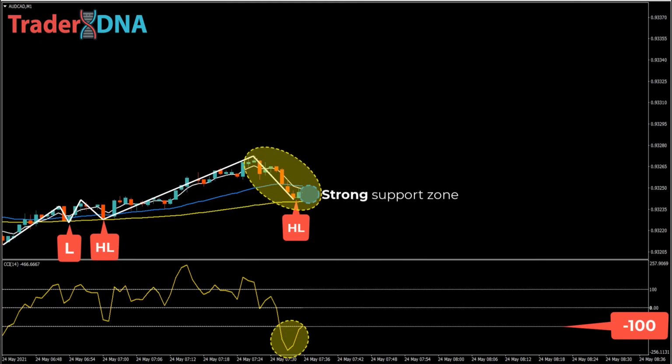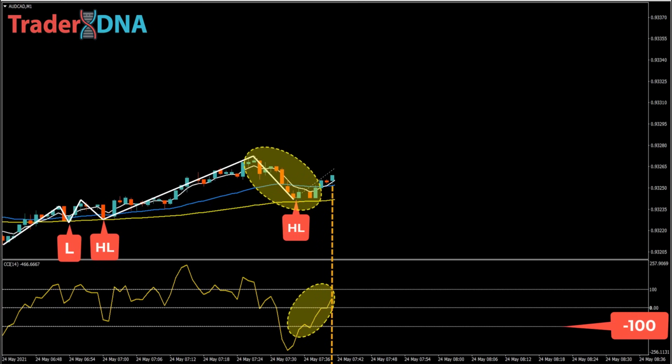The answer? As soon as the CCI line moves up from below -100 to above -50, or even better above plus 100. Just like in this example, once the CCI starts rising, we immediately pull the trigger on the buy entry at the open of the next candle.